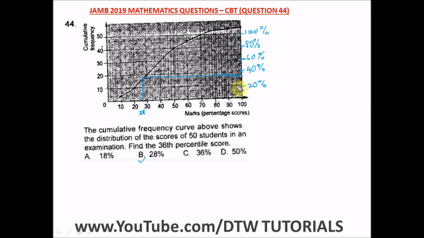So remember what I just said. All you need to do is check your right hand vertical axis, and divide it into percentage points, where your highest percent will be 100. It must be 100. We're talking of percentile. Then from here we trace down the particular percent you're looking for. If it's 80%, 60, but our question says the 36th percentile score. So this is our 36th percentile. Then go down to get the score, which will fall in between 20 and 30. So our right option here is option B, which is 28.